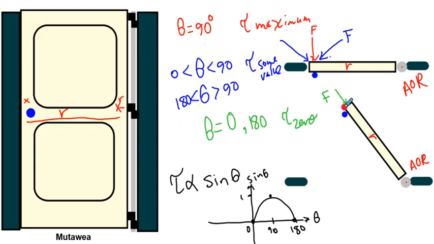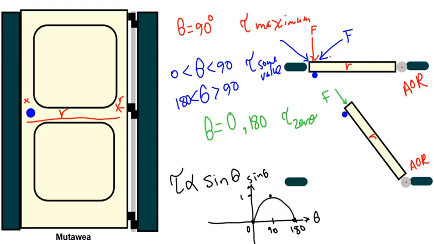And if we are pushing from this side, which means the angle is 0 or 180, if you push or pull from this side, it will never rotate. Just like here, 0 and 180, sine 0 and sine 180 both equal 0, which means no torque at all. And between 0 and 90 or 90 and 180, it will be some value between 0 and 1.